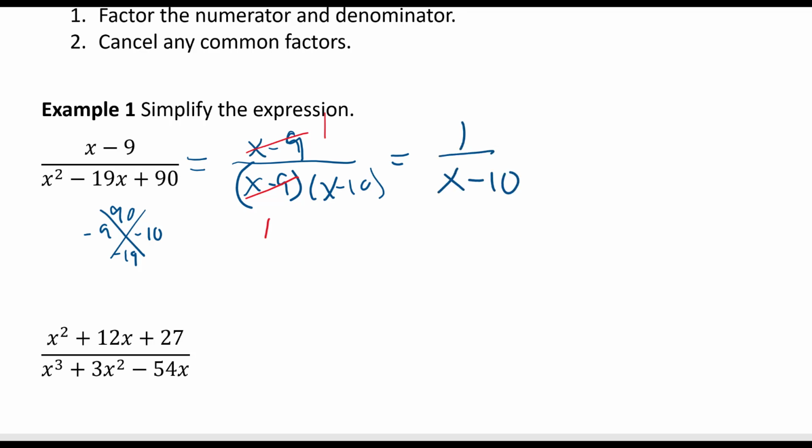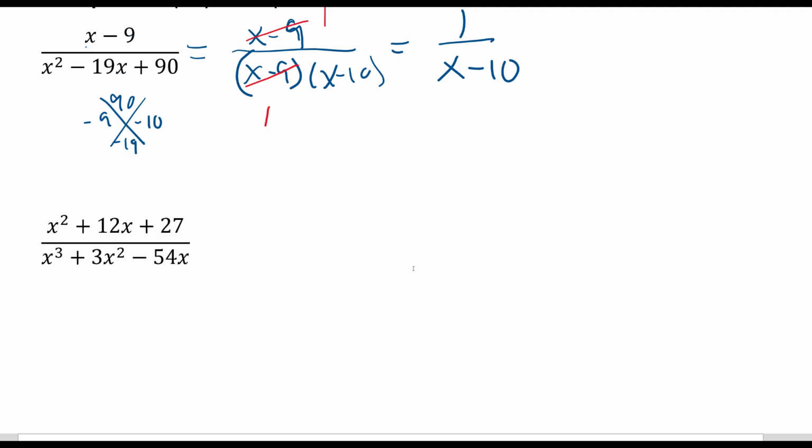That's something you cannot do, and I'm not even going to write this down because I don't want people to think that you can do it. You can't cancel the x and the x and the 9 and the 90. You have to have it factored because the reduction happens over multiplication, and the reduction is from a division, so you're reducing a multiplied thing over a division.